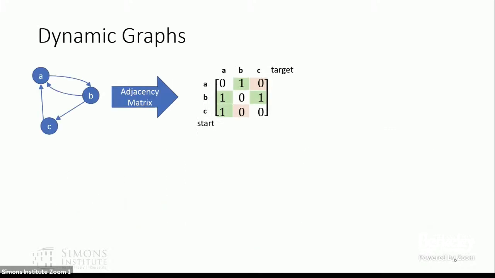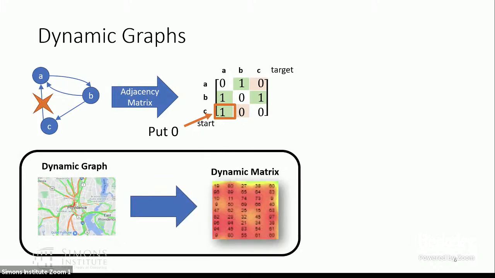And you can just translate a graph into a matrix, right? You just take the adjacency matrix. And now if you have a dynamic graph, let's say one of these edges is going to be deleted, then this really just means you have to update your adjacency matrix. Put, for example, a 1 down there in the corner, a 0 down there in the corner when the edge is deleted. And this way you can translate dynamic graphs into dynamic matrices.